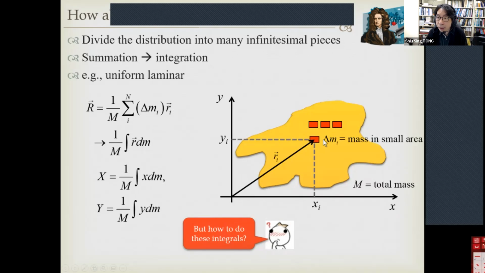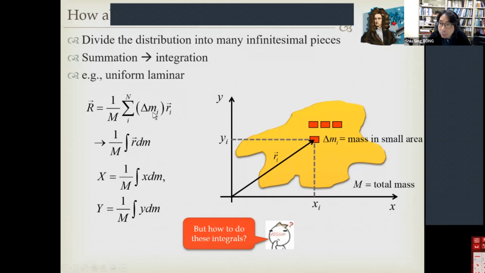But here we don't have discrete point masses, we have small pieces. The mass of a piece is called delta mi, so we have delta mi here instead of mi. The delta here means the mass in these very small pieces. So we have delta mi multiplied by Ri, its position vector, and we form a summation over all these pieces, and we divide by the total mass m.